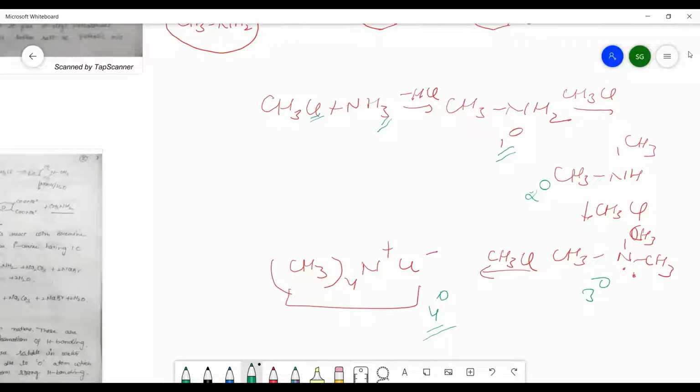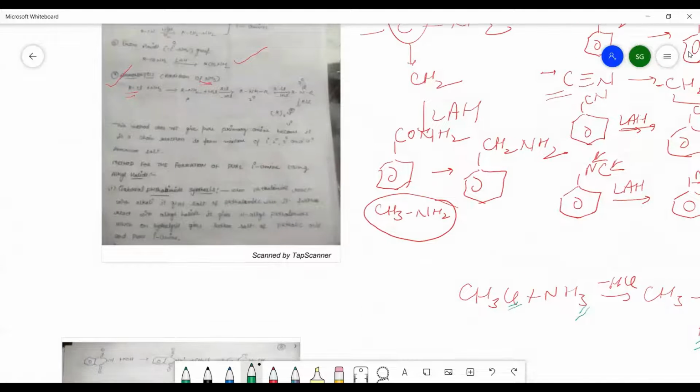This kind of preparation takes place in the case of ammonolysis. It means we are getting a mixture of amines, not the pure primary amine. So this method is not a good method for the formation of pure primary amine, as we are getting a mixture of primary, secondary, tertiary amines and quaternary ammonium salt.